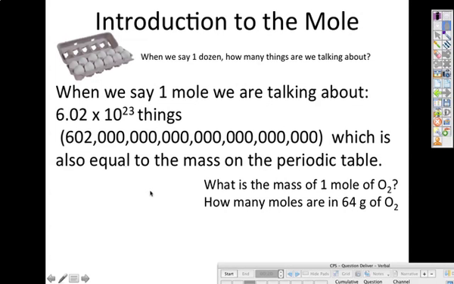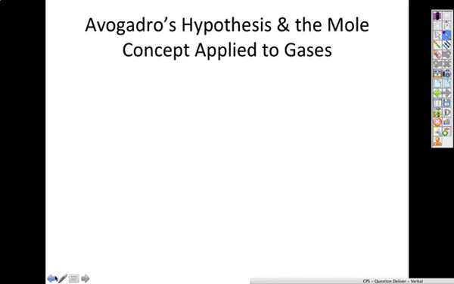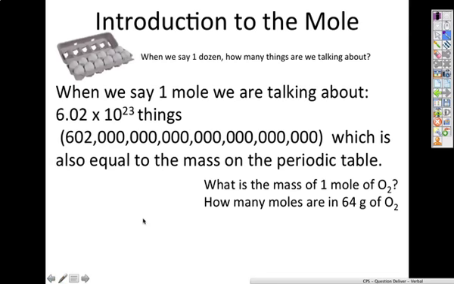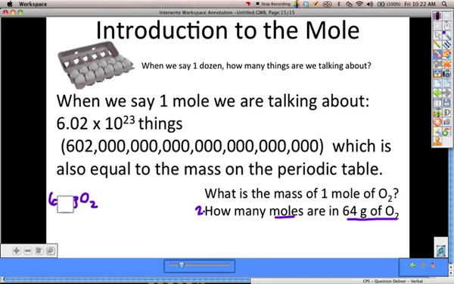Let's clear some space. Okay, question number 2. How many moles are in 64 grams of O2? What's my given? Yeah, 64 grams of O2. So I'm going to start with that. Always start with your given. 64 grams of O2.